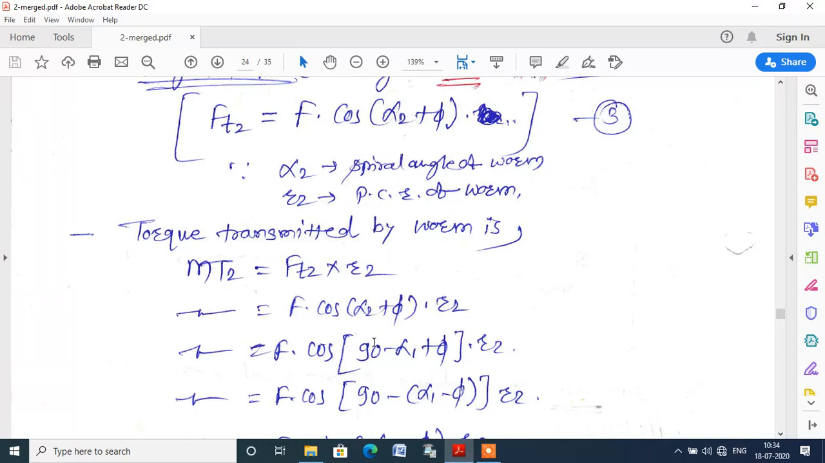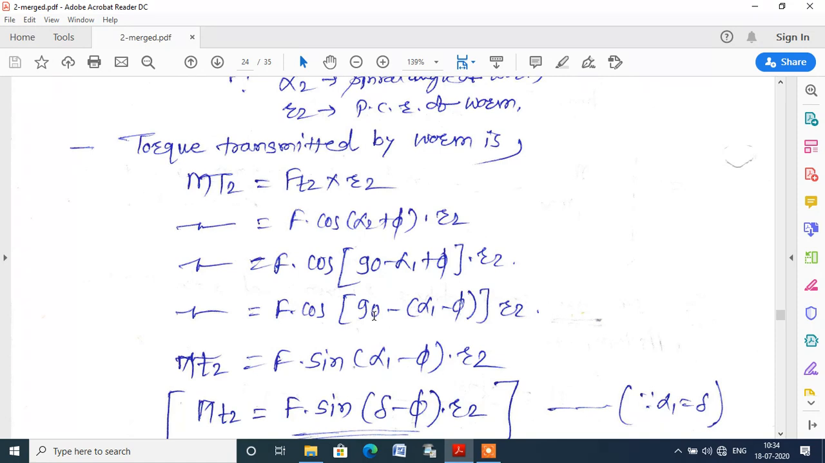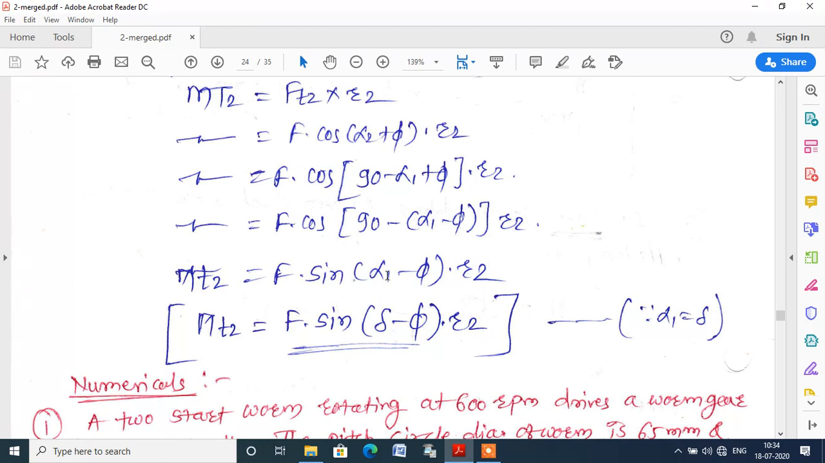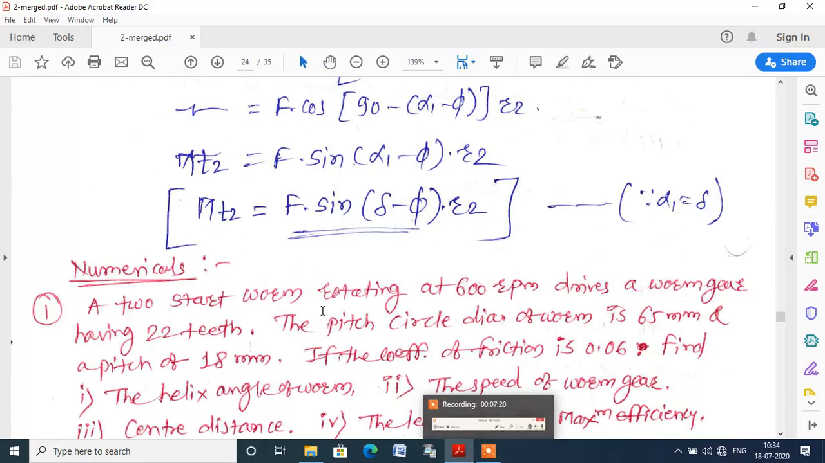Alpha 2 is nothing but 90 minus alpha 1. So it becomes F cos (90 minus alpha 1 minus phi) into R2. Cos of (90 minus theta) is sin theta, so we get F sin (alpha 1 minus phi) R2. Alpha 1 is theta, so Ft2 equals F sin (theta minus phi) into R2. This way we can calculate the tangential force.